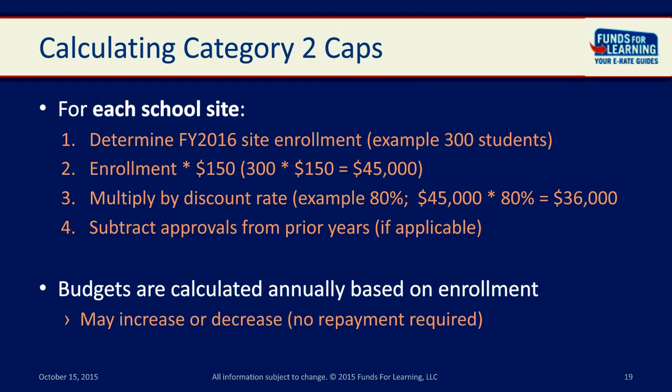Now, the budgets do get calculated annually, and they will fluctuate depending on fluctuations in enrollment. So if you have a site that has an increase in enrollment, you recalculate the budget every single year, and if it's 100 students more than last year, you get 100 times $150 additional budget on top of that. It does also adjust downward. So if you have a decrease in enrollment, you'll calculate it in the next year, and it'll be based on the total enrollment in that year. Now, the one caveat to that is that if the budget decreases to a point where it's below what has already been approved and spent, they don't require you to repay the difference. But it does get calculated annually and can adjust upwards or downwards until it's maxed out.